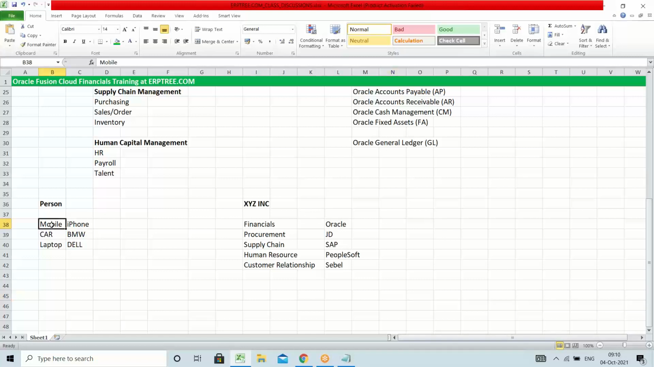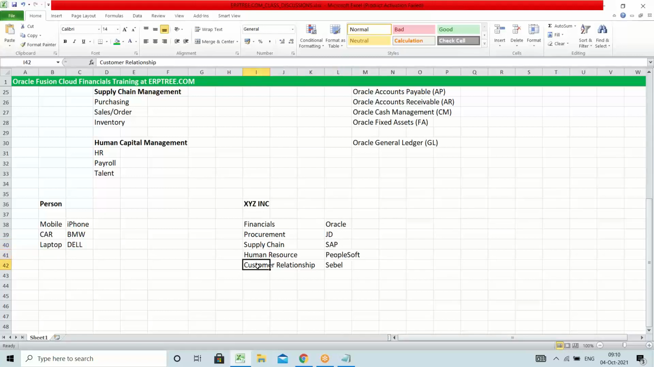So the mobile is good from Apple, the car you may choose from BMW, and the laptop from Dell. The same way, for any company's operations, if they need products for finance, they have to pick Oracle, because finance is good from the Oracle vendor only. Procurement is good from this vendor, and supply chain is good from SAP. In SAP, we have SD, sales and distribution. And human resource is good from PeopleSoft.